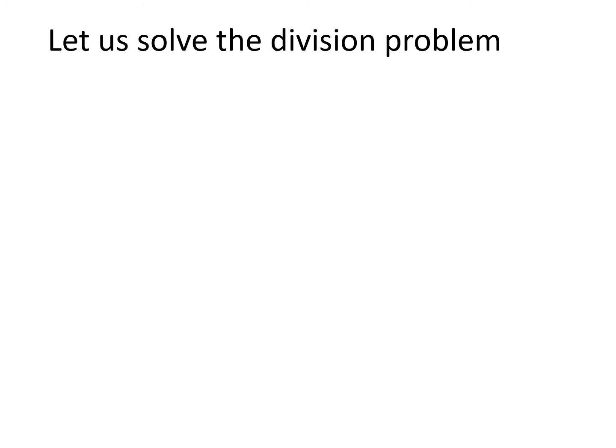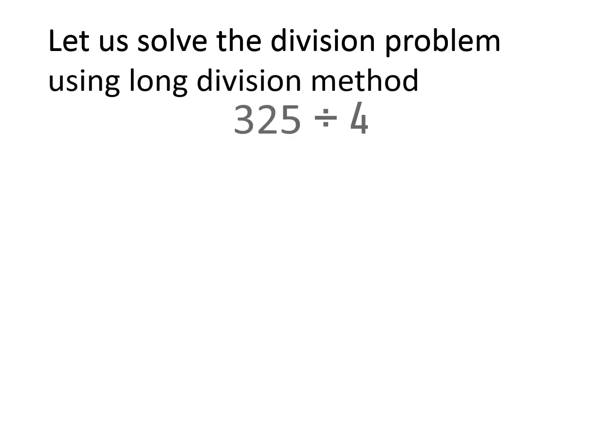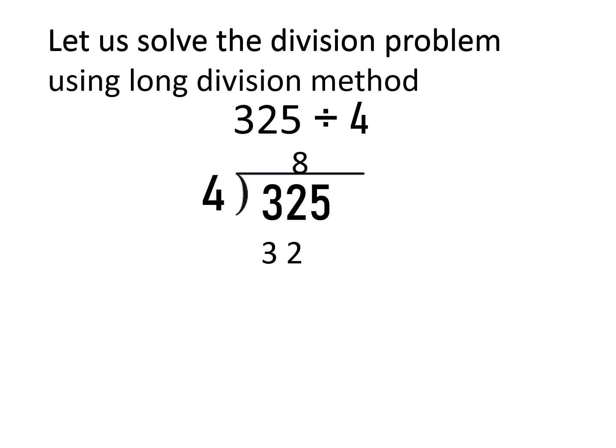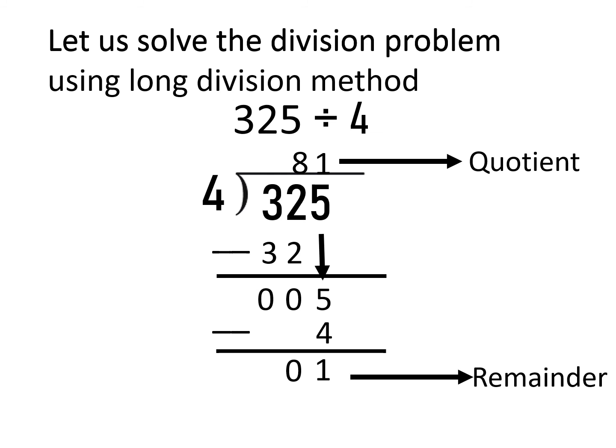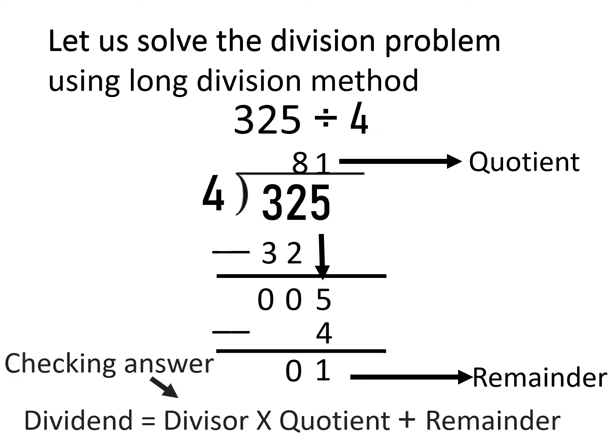Let us solve the division problem using long division method. The number given here is 325 divided by 4. 4 taken 8 times is 32. When we subtract, we get 0. Bring down the number 5. 4 taken 1 time is 4. Now 5 take away 4 is 1. 81 is the quotient and 1 is the remainder. When we have a remainder, the formula for checking the answer is dividend equals divisor into quotient plus remainder.